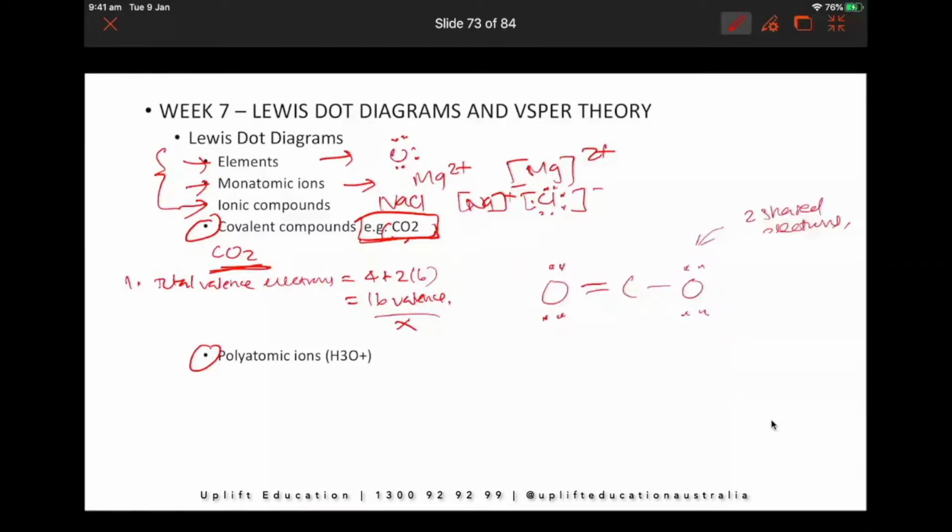So those are your steps. All you have to do is count the total number of valence electrons. Then you assign a central atom and draw everything else around it. Then you assume a single bond and fill everything else out and then check it.